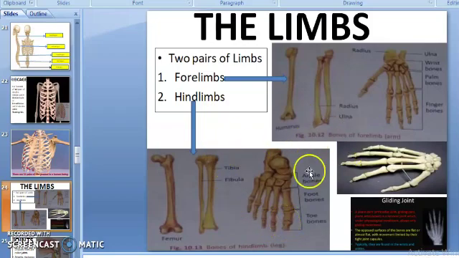So this was the structure of bones in your limbs, forelimbs and hind limbs. Forelimbs means we are talking about arms, and hind limbs we are talking about legs.